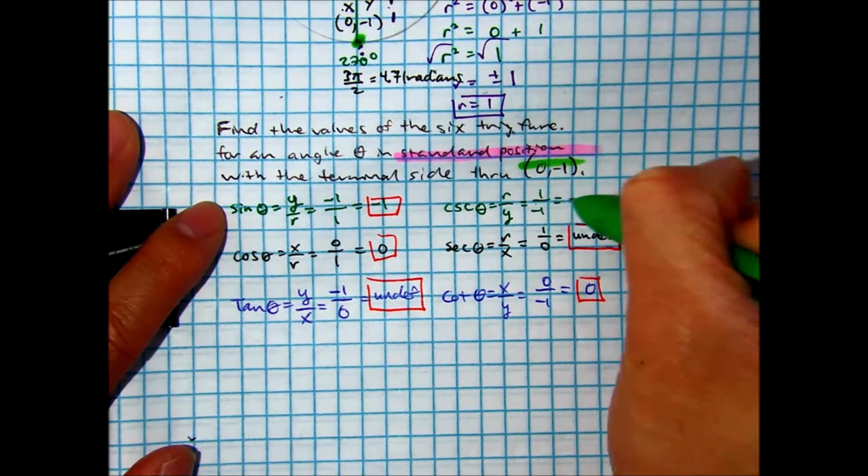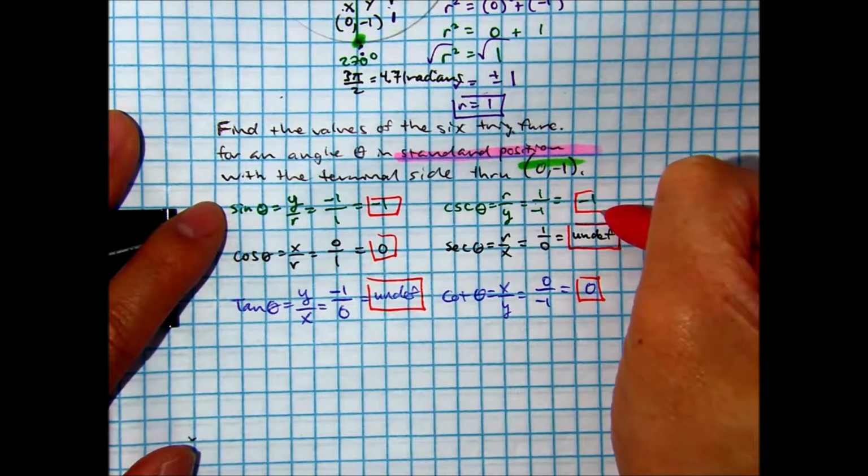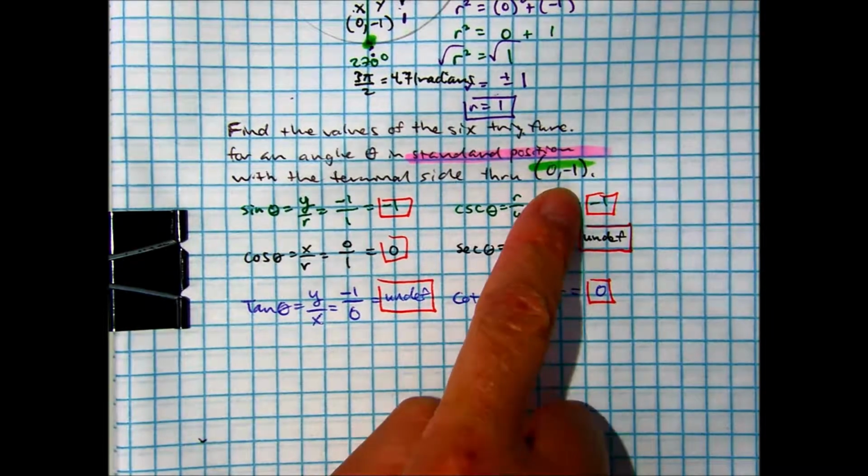So what we did is we found a problem. They gave us an ordered pair, and what's different is it doesn't form a triangle. It is a quadrantal angle. So just be careful with your zeros and undefineds.